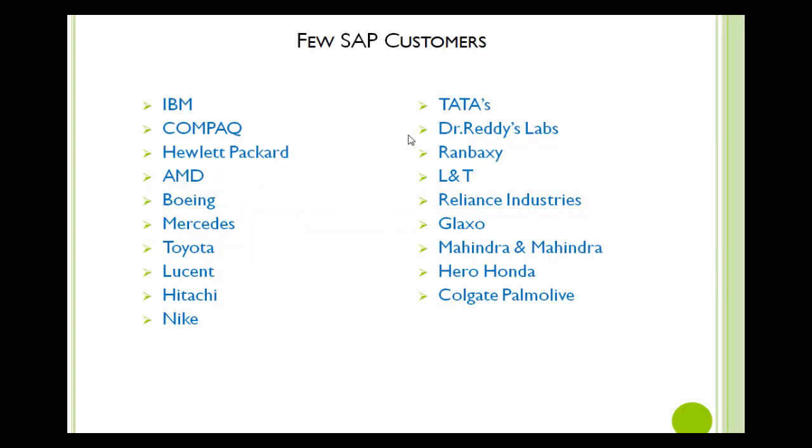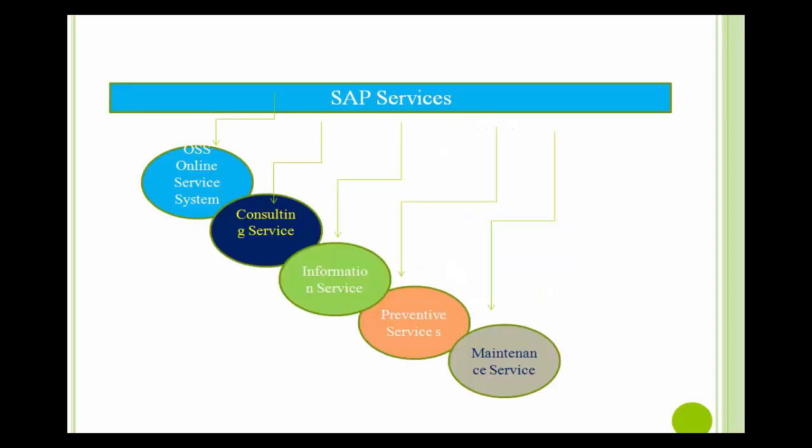So we'll talk about a few customers or channel partners. Worldwide we have plenty of customers: IBM, Compaq, ADM, Boeing, Mercedes, Toyota, Tata, Reddy's, Ranbaxy, and many clients. We have listed just a few customers only. You can say that worldwide, out of 10, at least 7 to 8 customers have already implemented SAP in their sectors.